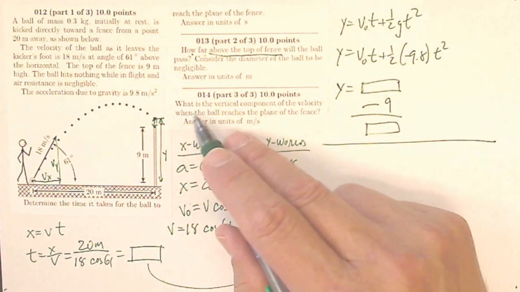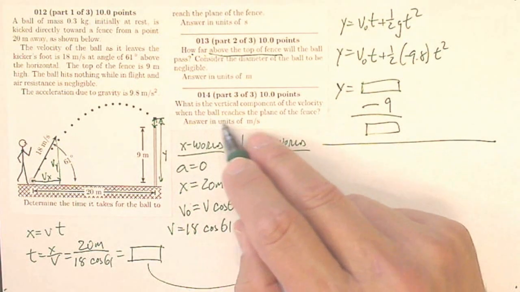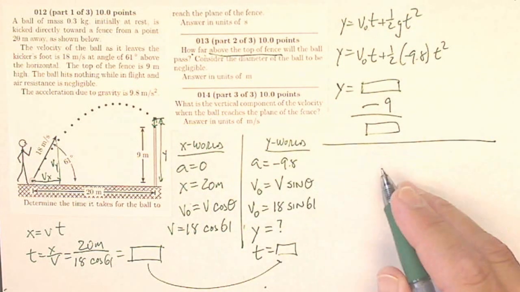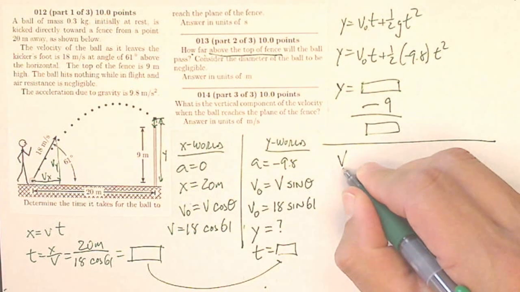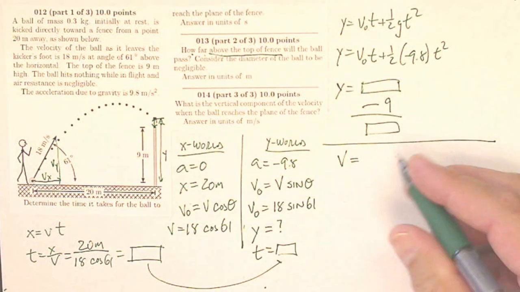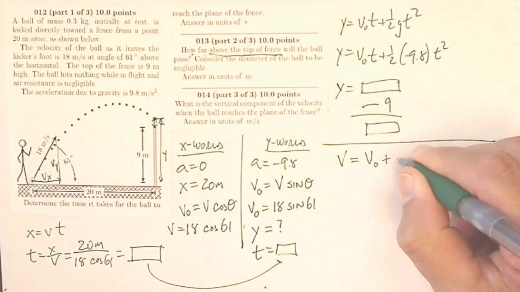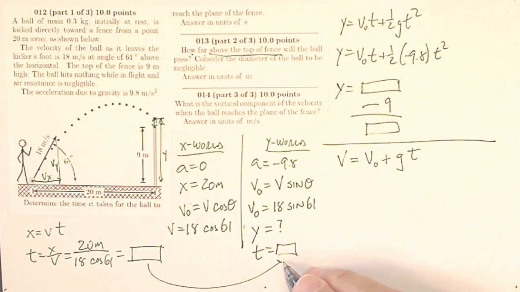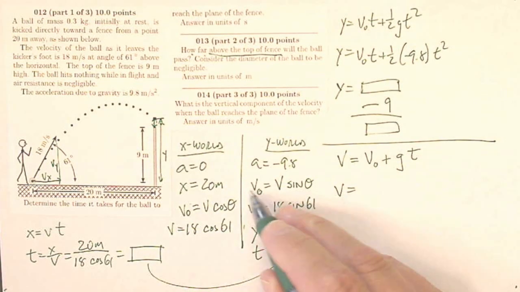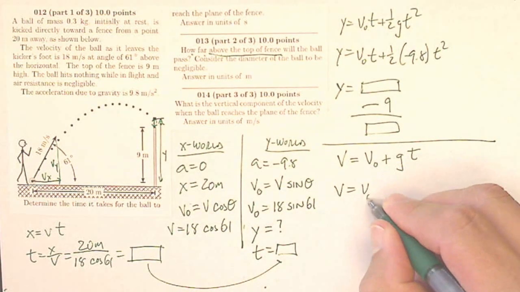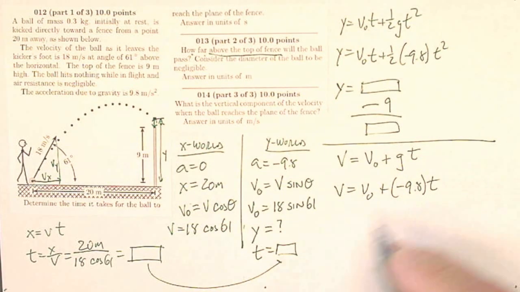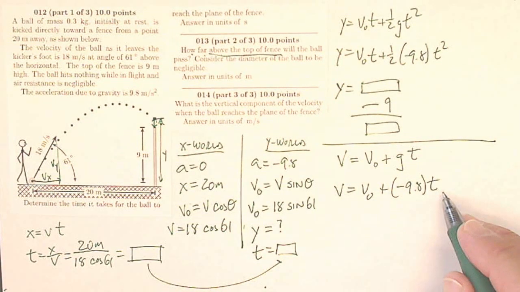Now, question 14 says, what is the vertical component of the velocity when the ball reaches the plane of the fence? Well, if I'm talking vertical, that's y world. So now what I want is my final velocity in the y world. Well, do I have an equation for my final velocity? Sure I do. It's my initial velocity plus my acceleration times time. Since I know my time from that first part, this is pretty easy. So my final velocity is my initial velocity, which was my 18 sine 61, plus my negative 9.8 times my time. And the time is this time, which is the time that we're dealing with.